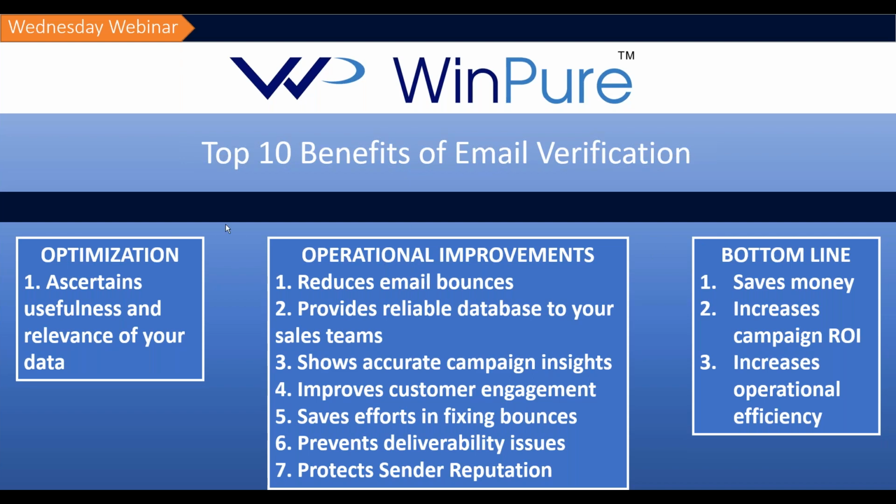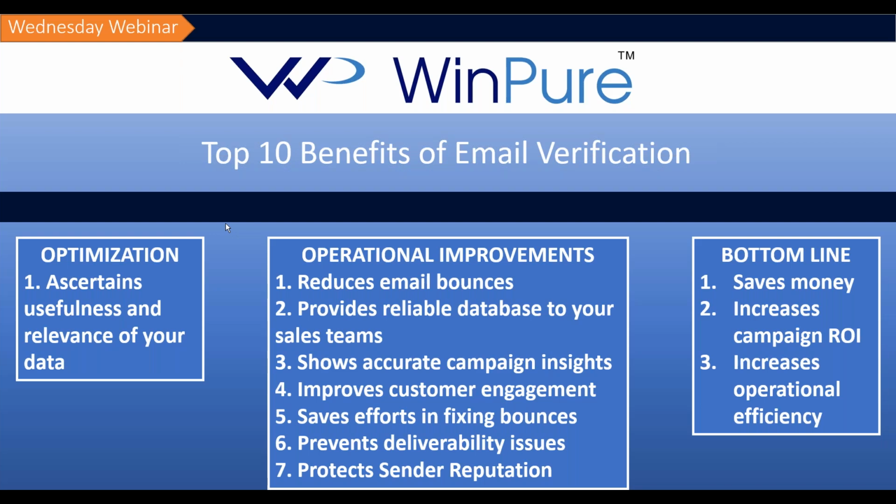Once you've run the verification, be it through the API or through the batch verification service, you're going to experience an immediate optimization, which is just ascertaining the usefulness, the quality, the deliverability, and the relevance of any email addresses that are run through that email verification system. So an immediate optimization there, be it through batch or API.